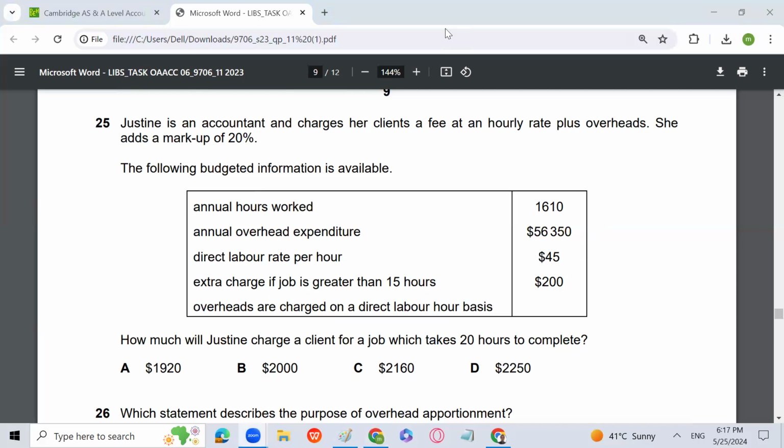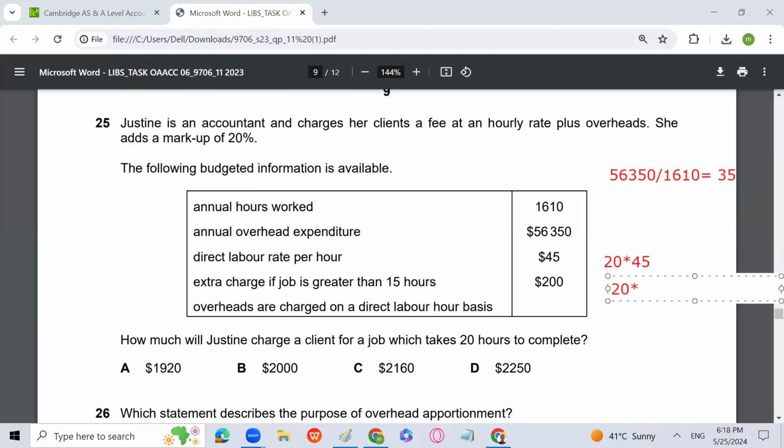Let me calculate it for you. That is going to be 20 into 45. That is the labor cost. And then 56,350 divided by 1,610 will be the overhead absorption rate, OAR. How much does it come to? 56,350 divided by 1,610. That is going to be 35. So 35 will be the overhead absorption rate, and the 20 hours are already there.